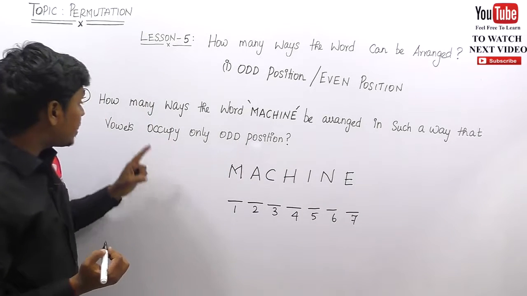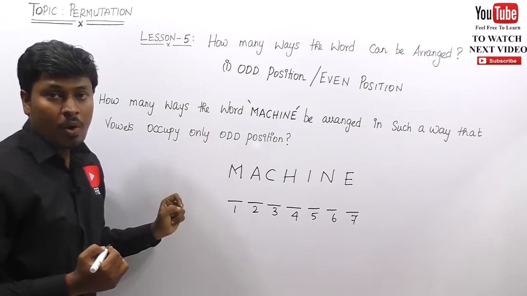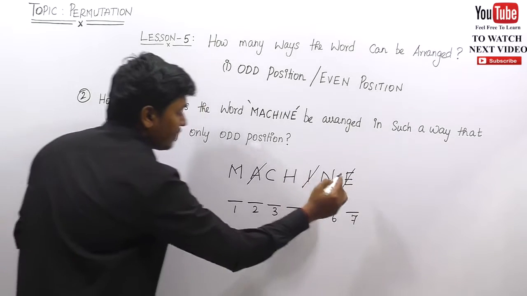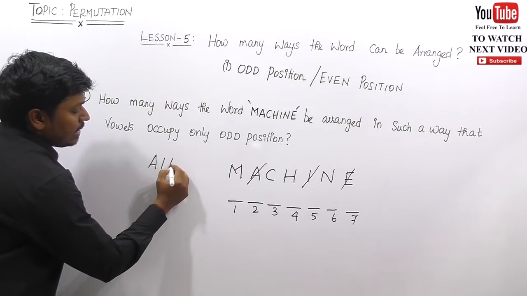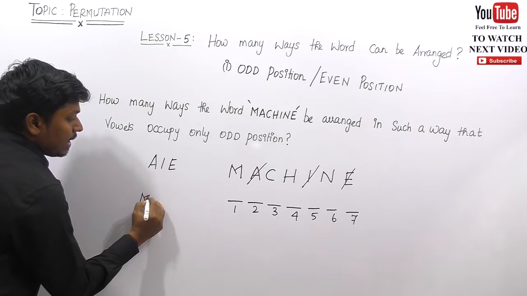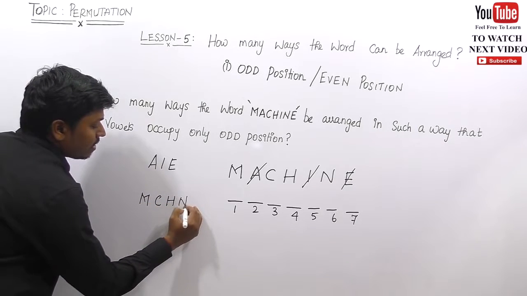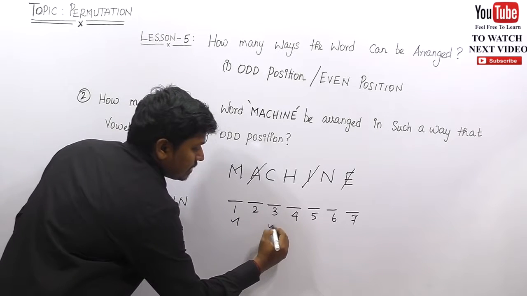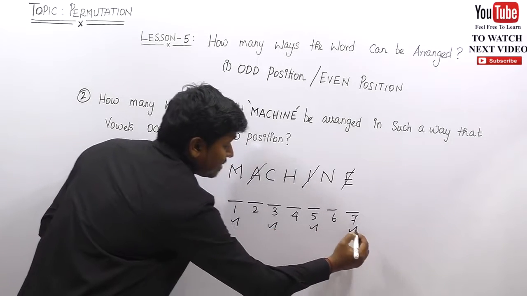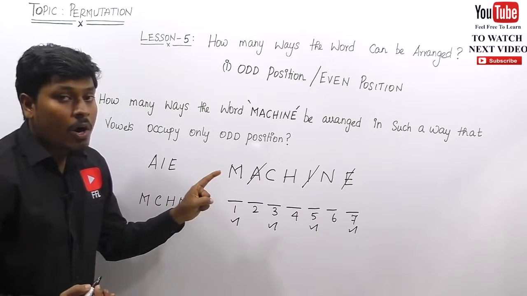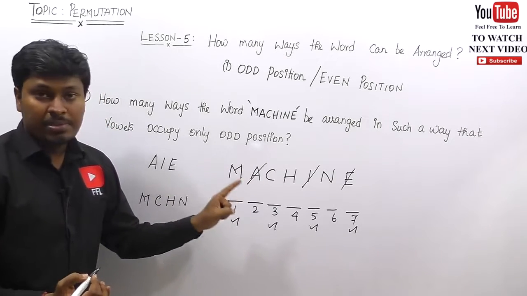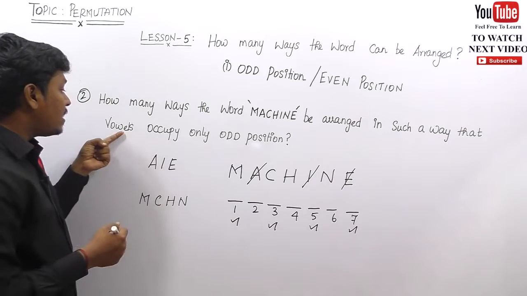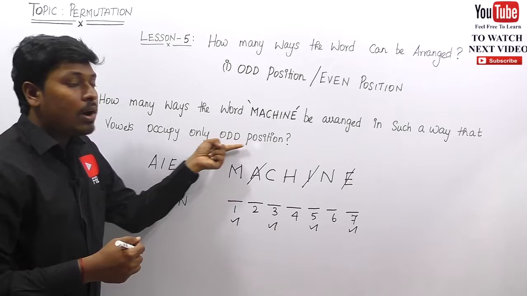So friends, listen carefully. They are talking about vowels occupying the odd positions, right? So what are the vowels, friends? A, I, E, right? A, I, E are the vowels, and the remaining, M, C, H, N, are the consonants, right? How many odd positions are there? 1, 3, 5 and 7. There are 4 odd positions, right? In these 4 odd positions, we need to place only 3 vowels. Got the point? Because they have told that vowels occupy only odd positions.